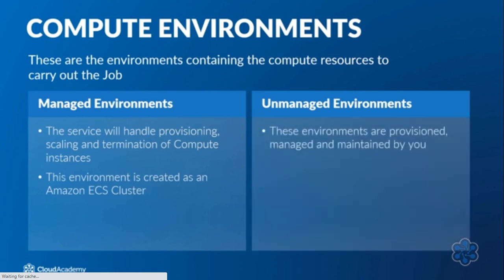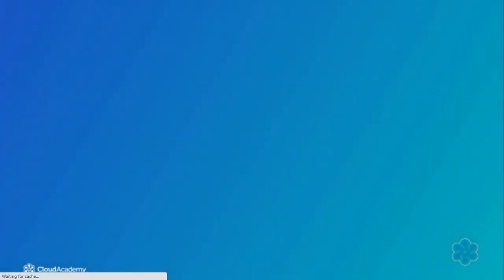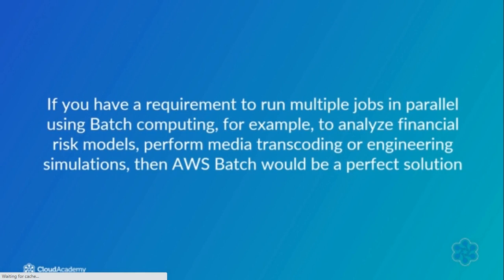Unmanaged environments are provisioned, managed, and maintained by you, which gives greater customization. However, it does require greater administration and maintenance, and also requires you to create the necessary Amazon ECS cluster that the managed environment would have done on your behalf. If you have a requirement to run multiple jobs in parallel using batch computing, for example, to analyze financial risk models, perform media transcoding, or engineering simulations, then AWS Batch would be a perfect solution.